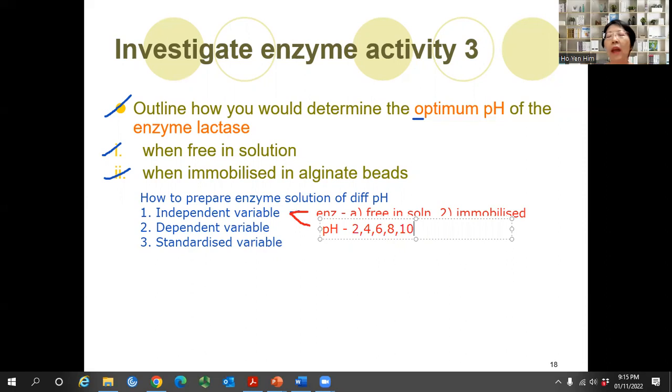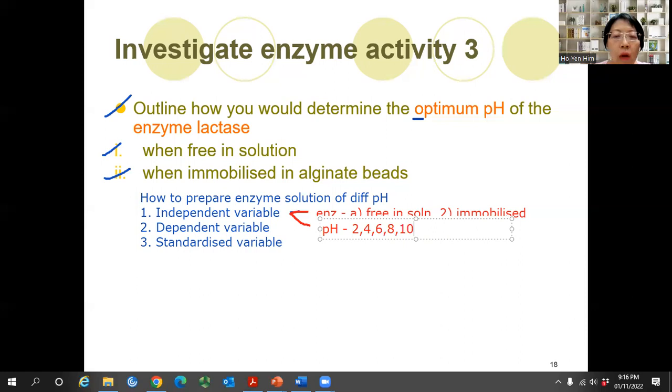So pH 2, 4, 6, 8 and 10 will give me a very good spread, from strong acid to strong base. If you put 5, 6, 7, 8, 9, the spread is not so big, so I wouldn't know about pH 2 and 10. Spreading evenly over a broader range is better for capturing the location of the optimum pH.